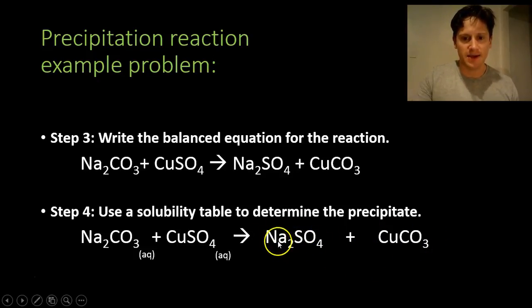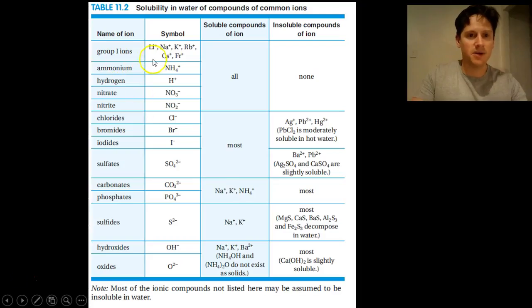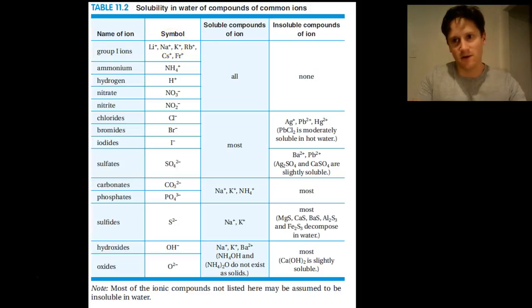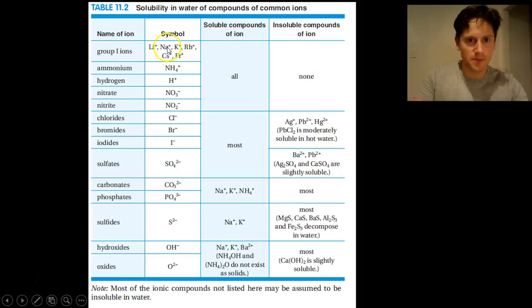So the first one we're going to look at is our Na2SO4. Okay, so what we want to do here is we want to start at the top of the table looking at the name or the symbol. I'm going to go the symbol because I find that a bit easier, okay? Now we're looking for Na2SO4. So we want to scan down this list until we find something that has either Na ions or SO4 ions, okay? So go down, and the first thing right there, how good is that, is Na+. Now, soluble compounds of ion, all. So all compounds that contain sodium ions are soluble, okay?